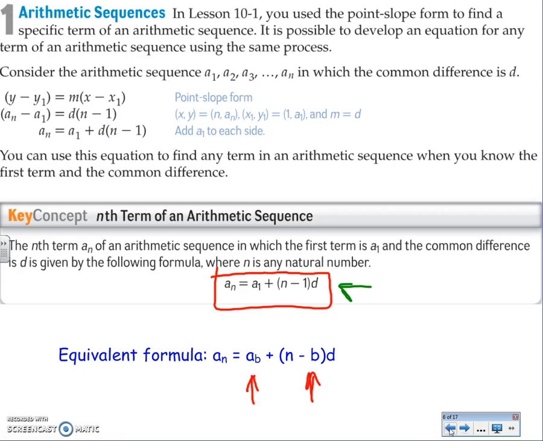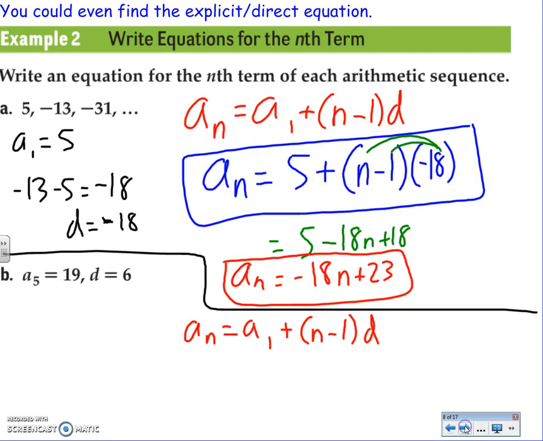The one down here where I use a sub b, and basically I change a1 to a b and change the 1 to b. So let's do that, make our life easier. We're going to use this other formula. a sub n is a sub 5 plus n minus 5 times d. So they gave us a sub 5. All I do is find d, or they give us d as well. So I plug these two in and simplify.